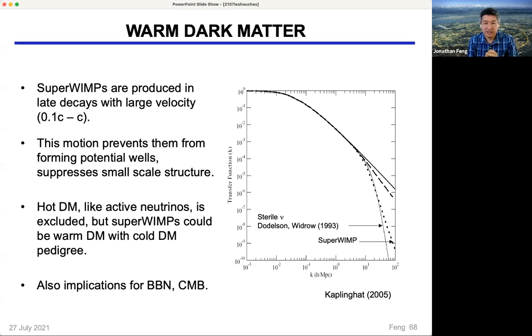So you don't want to drastically change things, because cold dark matter does a really good job, but there are some indications that you might want to slightly change things.